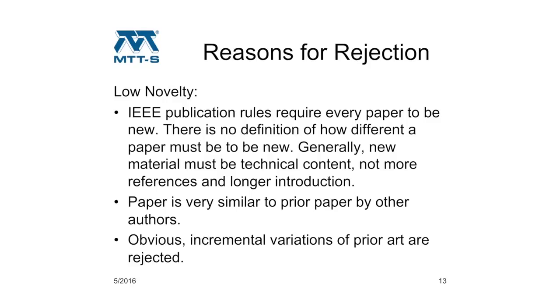Low novelty. This is really up to the editor to decide what is low novelty, but we have help from the reviewers also. They tell us if they think it's low novelty. We don't like to publish papers that duplicate what other people have already done. As a society, we have to pay money for the page charges. We pay money for the editors and the IEEE staff to edit every paper. It costs money. We don't want to waste the reviewer's time. We don't want to waste the reader's time.